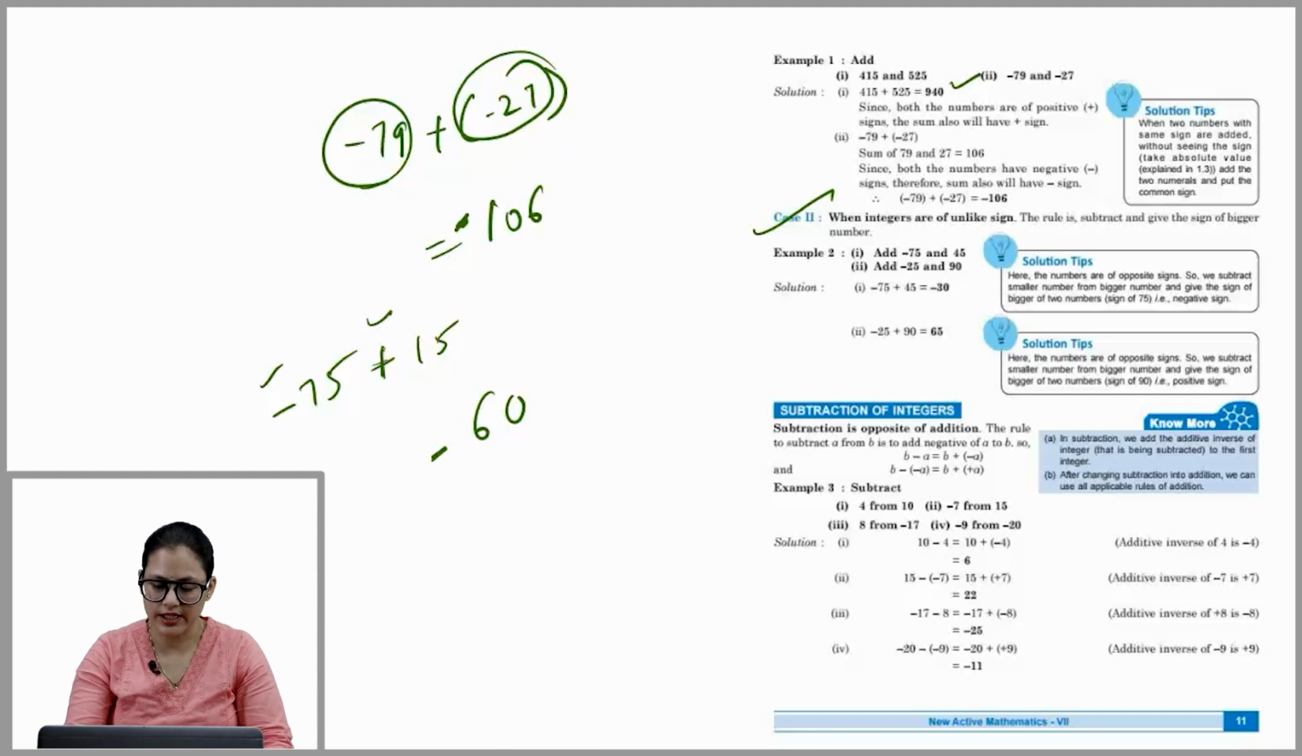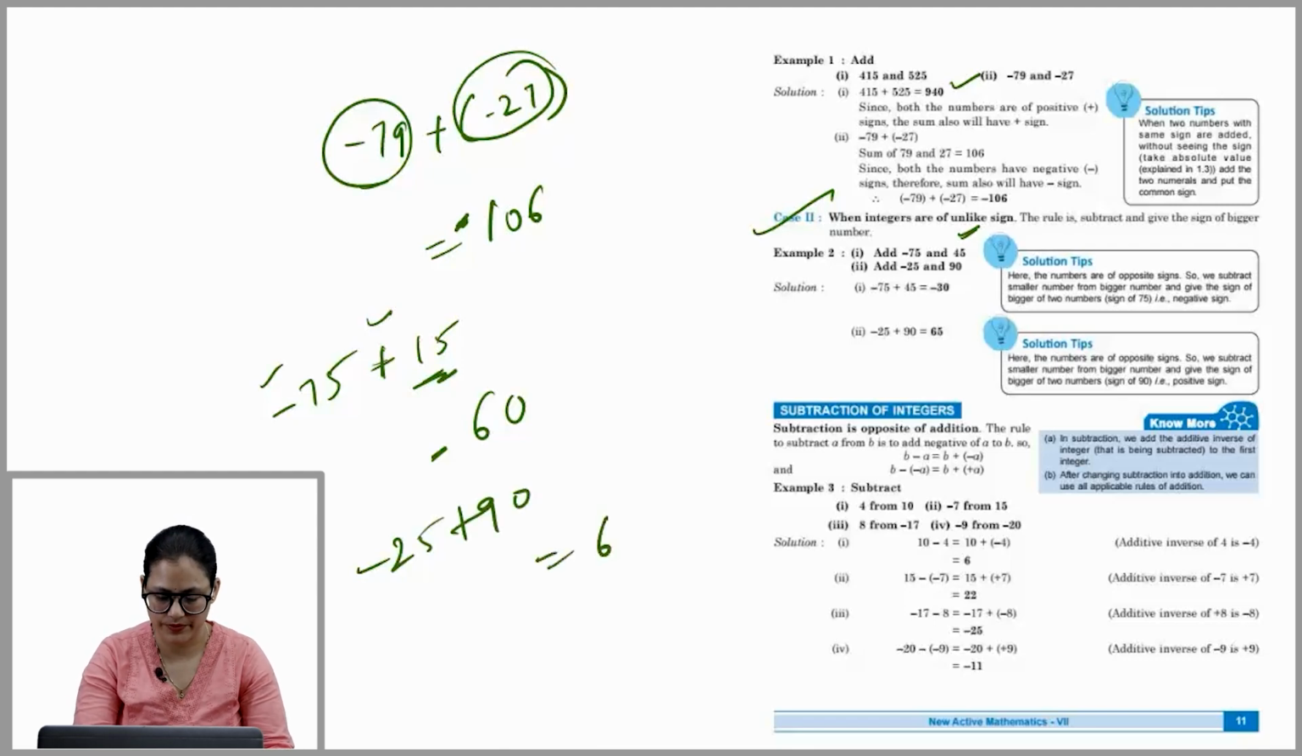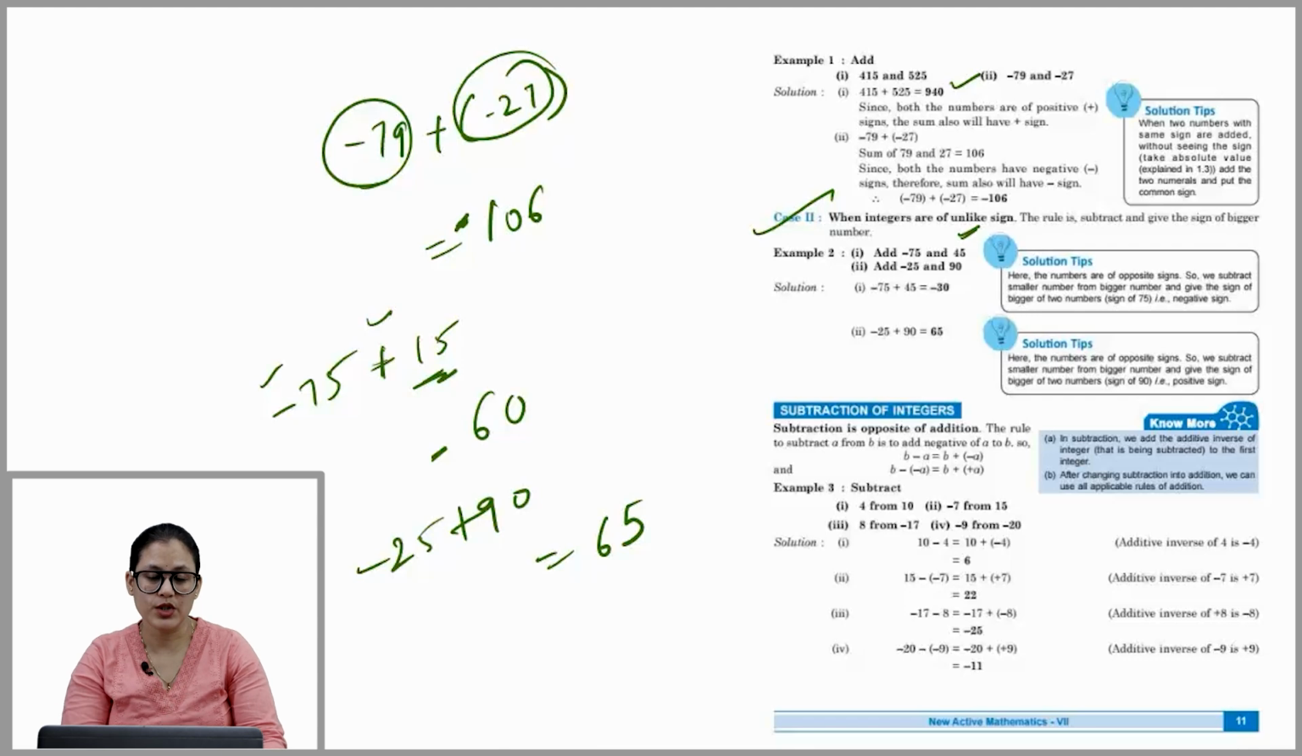So here in this example, 45 is written, but I have written here a 15. Next, add minus 25 and 90. Minus 25 plus 90. Again, signs are unlike, so you will subtract. And now what will be the sign before 65?